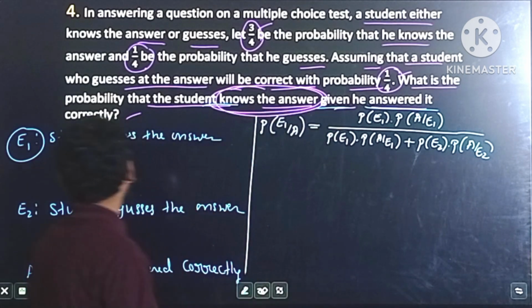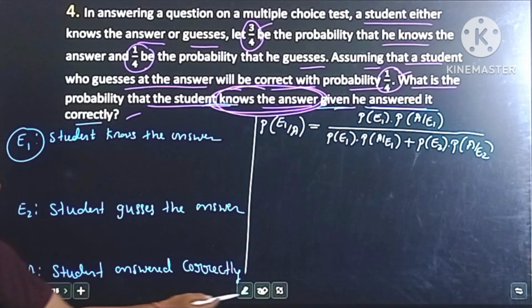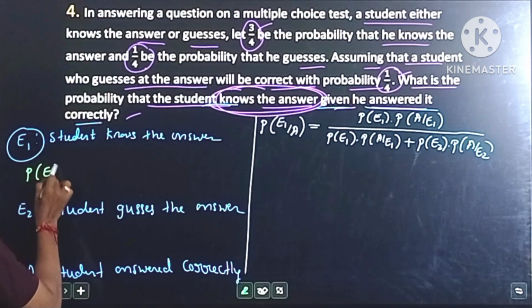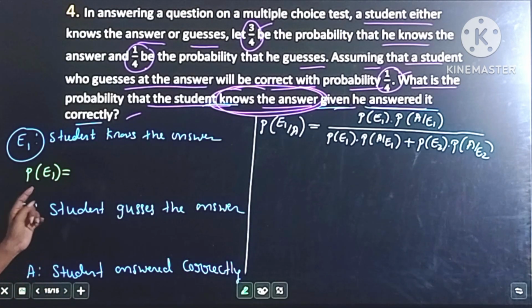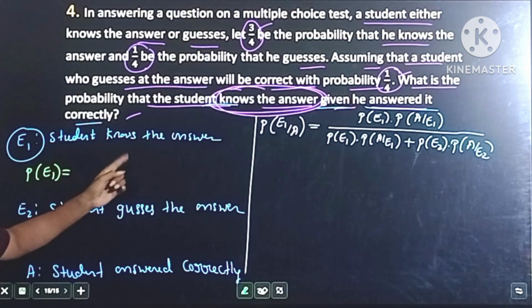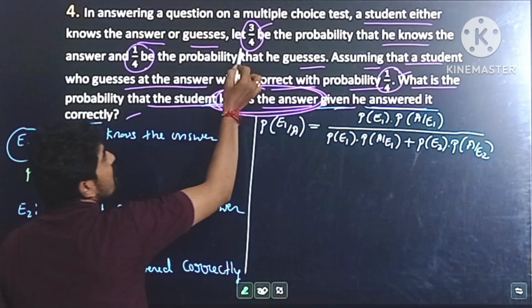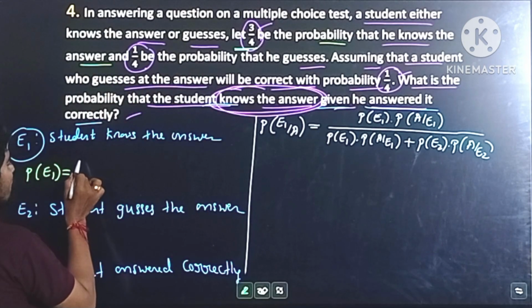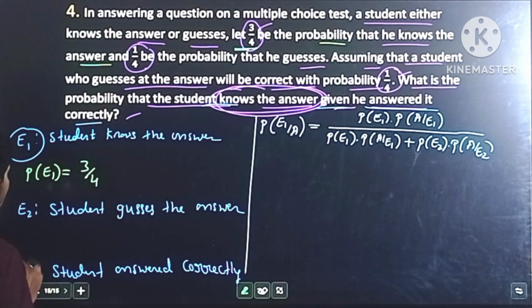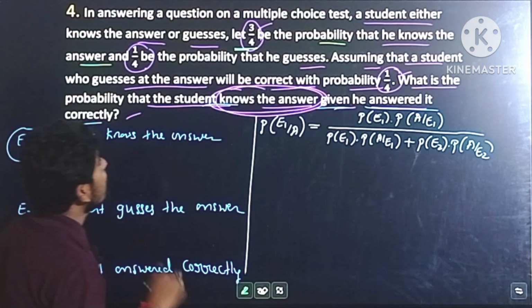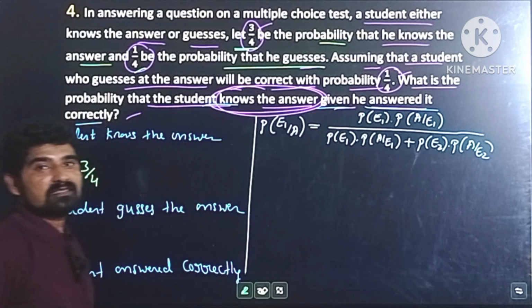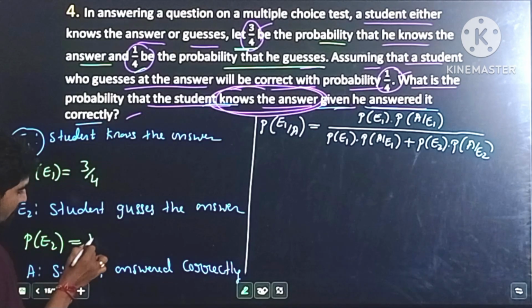Now see here, the probability of the event E1 means the probability that the student knows the answer. Here it is directly given that 3 by 4 is the probability that he knows the answer. Therefore probability of E1 is 3 by 4. And probability of E2 is that the student guesses the answer, and it is given that 1 by 4 is the probability that he guesses the answer. So the probability of guessing is 1 by 4.